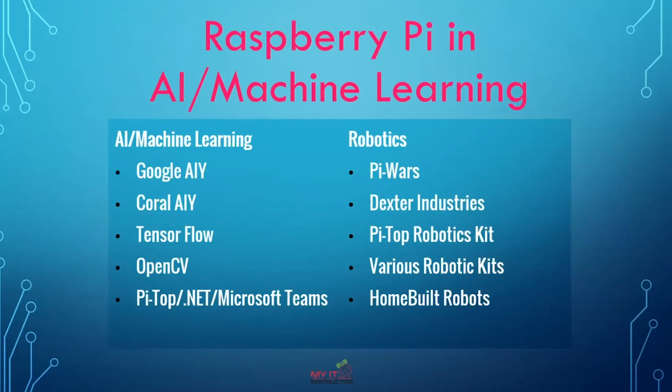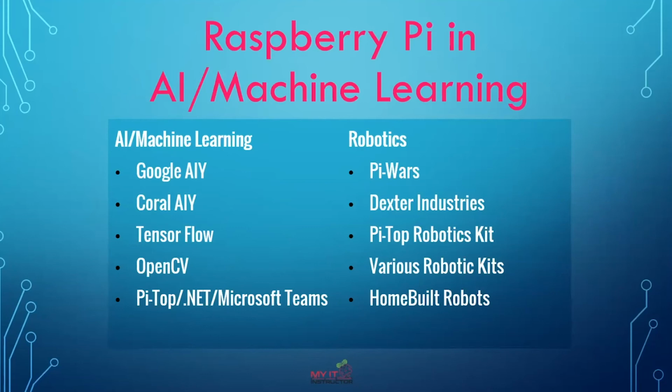Also then machine learning, right? So AI and machine learning, I know we're pretty excited. We're starting up an AI program here soon. But on the Raspberry Pi, Google AI, there's a TensorFlow version that works on the Raspberry Pi. OpenCV has been on the Raspberry Pi for a long time.